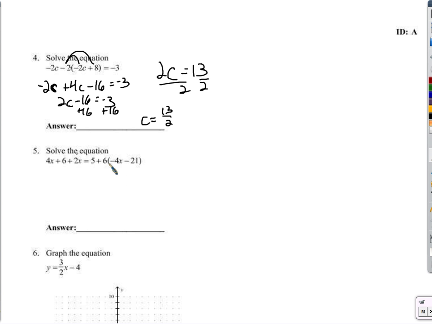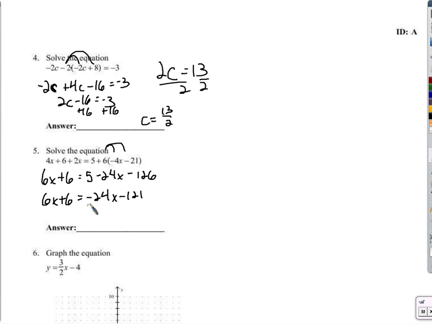All right, same story here, only it's a little bit more work. So we'll distribute the 6 to start with, and I'll combine like terms on the left side. So 4x plus 2x is 6x plus 6. We have 5. 6 times negative 4x is negative 24x, and 6 times negative 21 is negative 126. And here we have some like terms, 5 and negative 126. So 6x plus 6 on the left side equals negative 24x, and 5 minus 126 is negative 121.